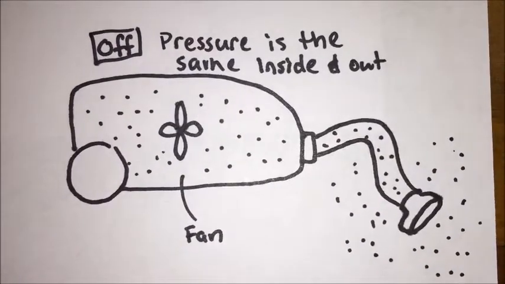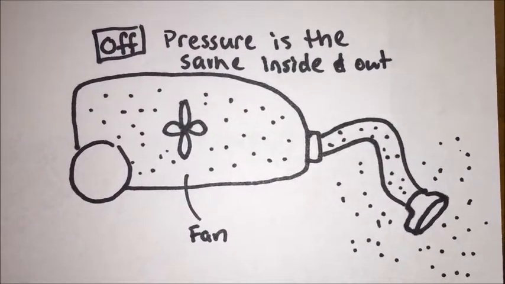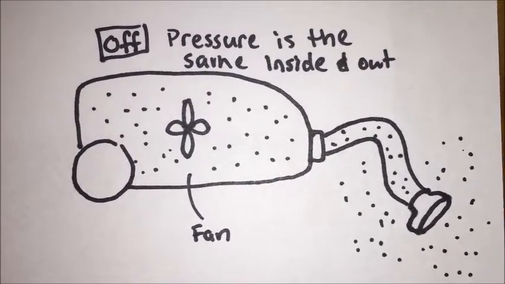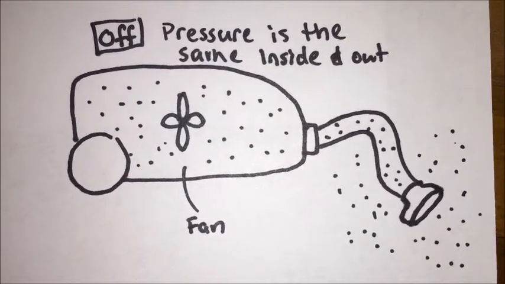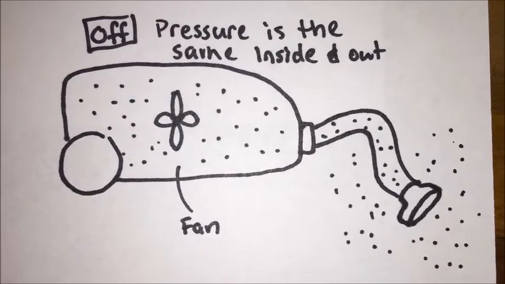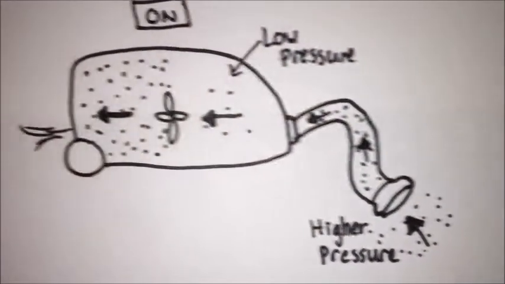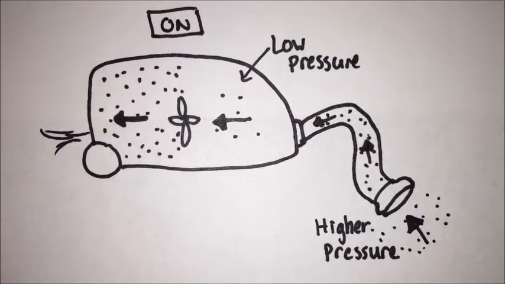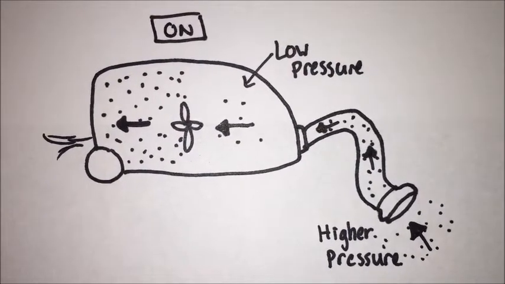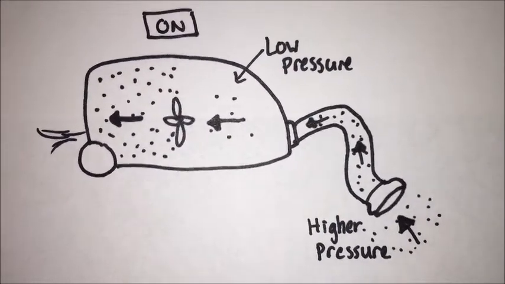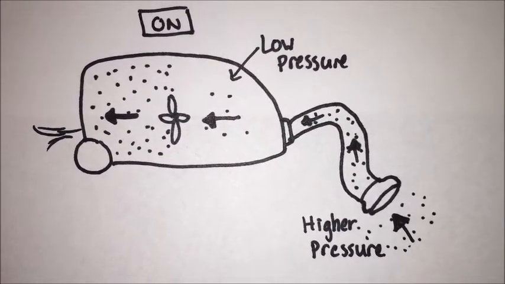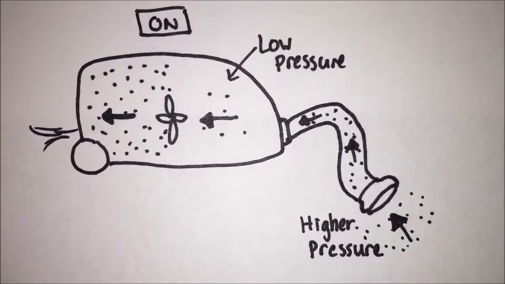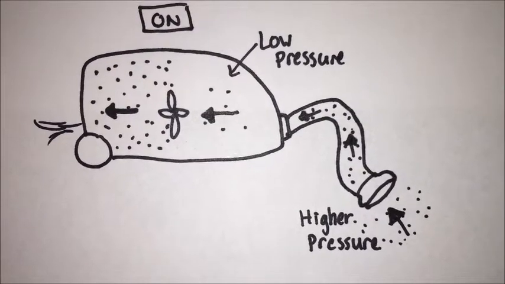Take a look. When it's off, all the pressure is the same inside the vacuum and outside the vacuum. We represent these particles as being equally spaced out. When we turn the fan on, the fan pulls the particles, creating an area of low pressure. Now the surrounding area outside the vacuum hose has higher pressure because it's not being pulled by the fan directly.